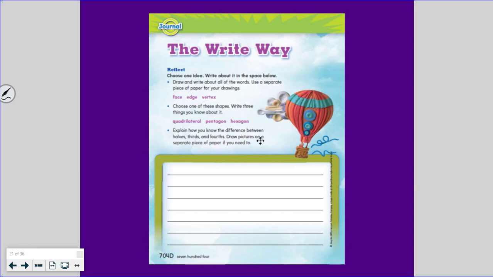The second idea you can write about, it says choose one of these shapes. Write 3 things you know about it. So you could write 3 things you know about a quadrilateral, 3 things you know about a pentagon, or 3 things you know about a hexagon. The last choice you could write about is explain how you know the difference between halves, thirds, and fourths. Then draw pictures on a separate piece of paper if you need to. So those are your choices of things to write about, and then you'll make sure you take a picture of this to turn it in. And that is your last thing that you need to do today.